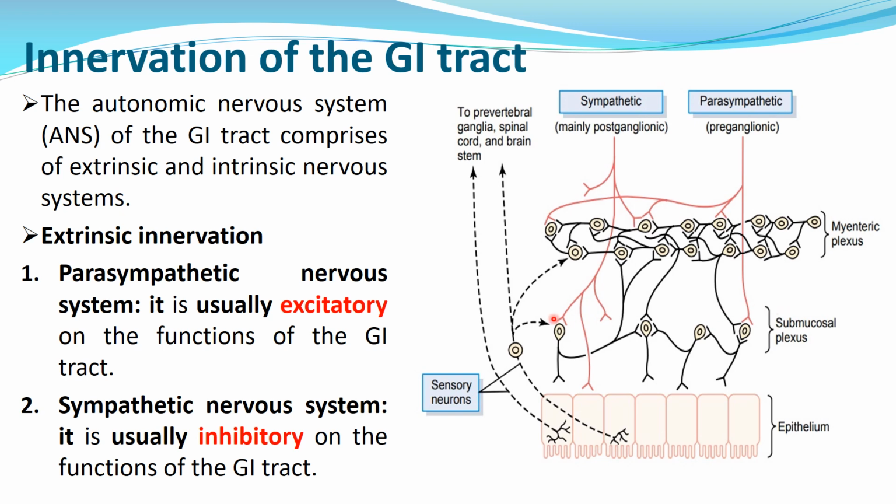So the extrinsic innervation is made of sympathetic and parasympathetic nerve fibers. The parasympathetic neurons are mainly involved with the activation of the function of the GIT tract. They have an excitatory action or function, so they induce the motility or the function of the GI. While the sympathetic nervous system usually prevents or inhibits the function of the GI. This is the difference between the sympathetic and parasympathetic innervation of the GI.